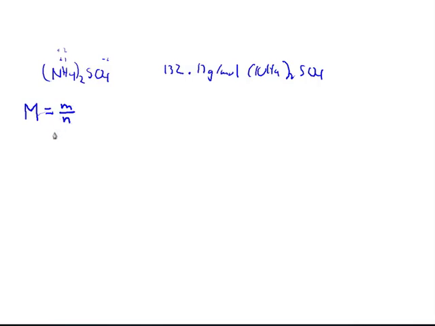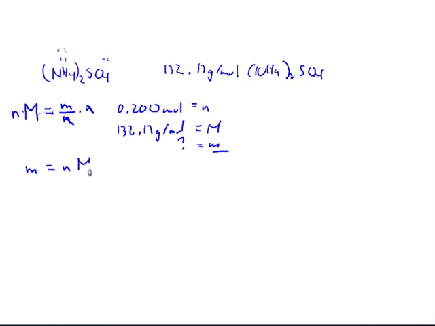So first of all, the question asks to determine the mass of ammonium sulfate given 0.200 moles of ammonium sulfate. So we're given the moles, which is n. We know the molar mass, which is 132.17 grams over moles. What they're asking us to do is determine the mass. So using this formula, we're going to solve for m. To get rid of the n, we're going to multiply both sides by n. It cancels out. Therefore, small case m is equal to small case n multiplied by capital M.